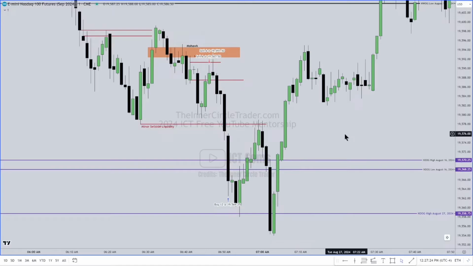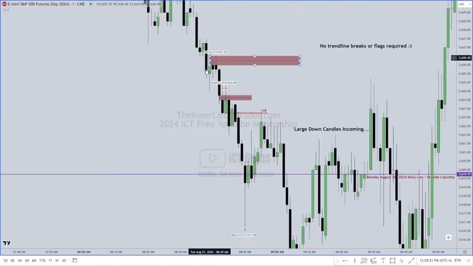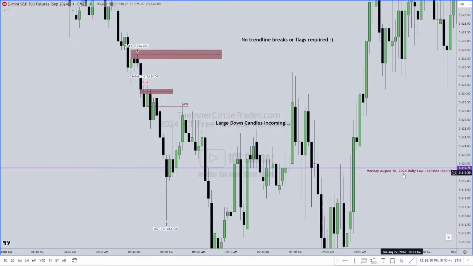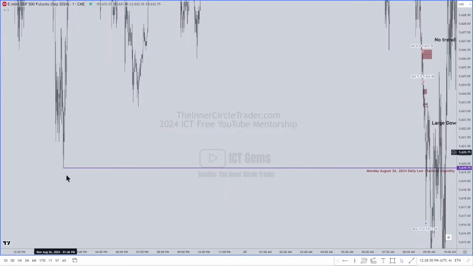But what was the other thing I was going to do? ES. I haven't been messing with the ES for a while. As the market was dropping down, this was Monday, August 26, 2024, it's daily low. And below that low is sell side. That means there's sell orders. So if we look at it like this, here is Monday, that's the low.